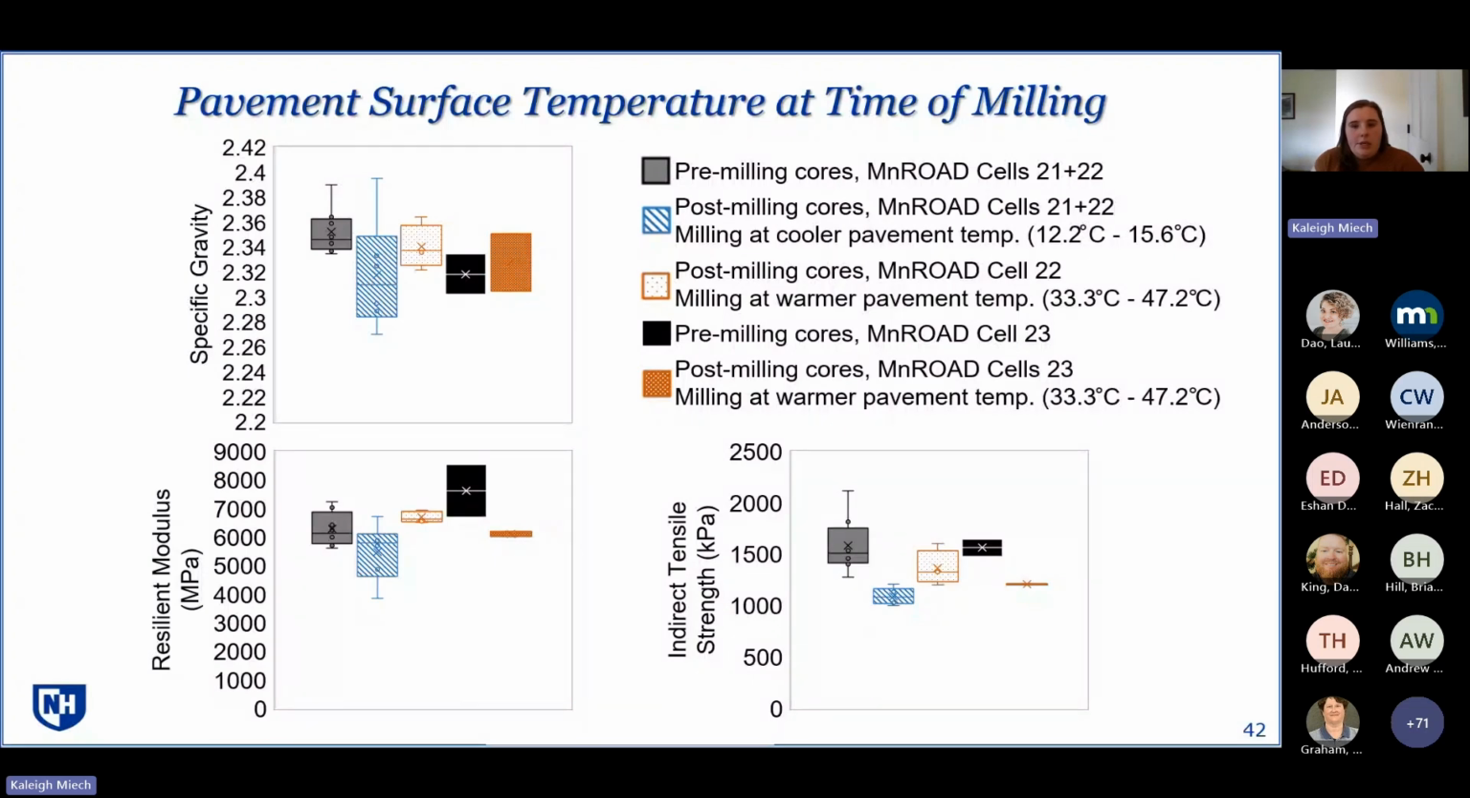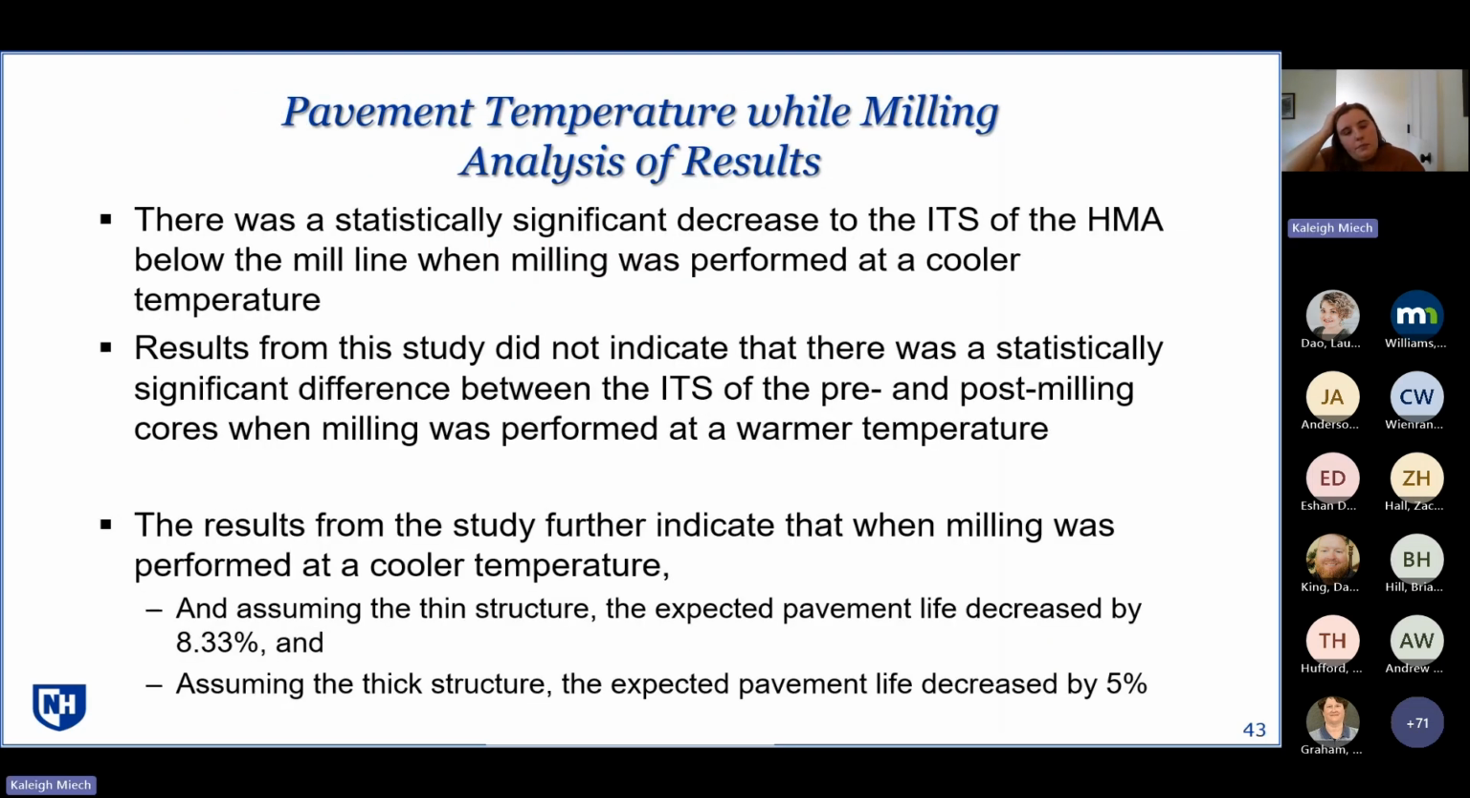So when we evaluate these results, we can see that there is a greater percent decrease in the indirect tensile strength of the asphalt below the mill line when milling was performed at a cooler temperature than when milling was performed at a warmer temperature. When we performed the statistical testing on these results, we found that there was a statistically significant decrease to the indirect tensile strength of the asphalt below the mill line when milling was performed at a cooler temperature. Whereas the results from the study did not indicate that there was a statistically significant difference between the indirect tensile strength of the pre and post milling cores when milling was performed at a warmer temperature.